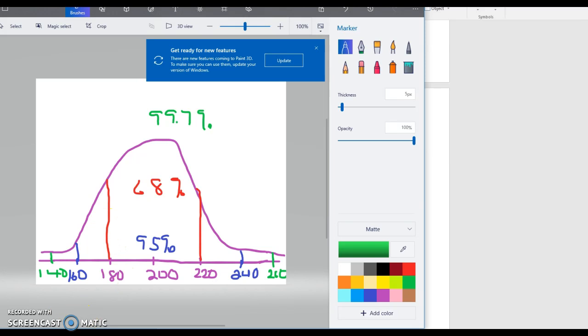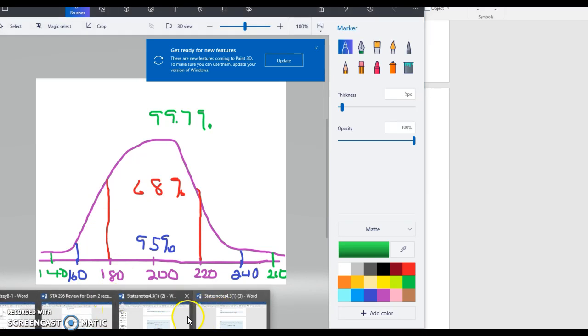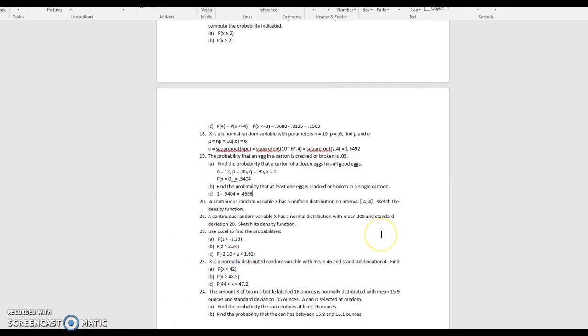All right, now let's go back to our review sheet. I may or may not have time to answer the next one. We'll see. All right, so 22 is asking us to use Excel to find the probabilities. And yes, we should be able to do this very quickly on Excel. We want to find the probability that Z is less than negative 1.23 on Excel. All right, so let's pull up Excel and do that.